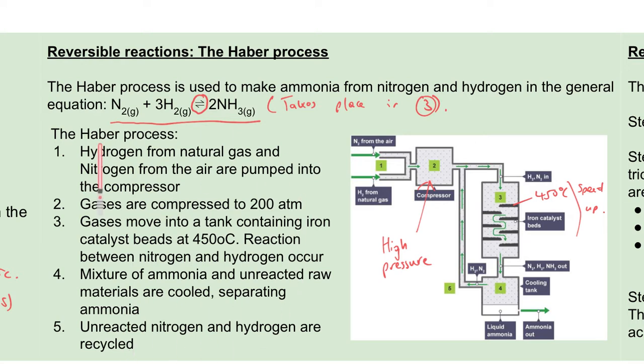So you need to know the equation. You need to be able to tell me these 5 steps. You need to be able to tell me that it's at 450 and has a catalyst to increase the rate. Okay?